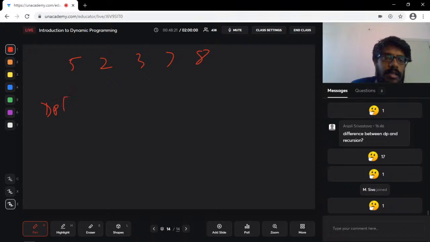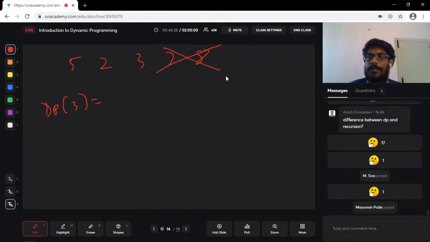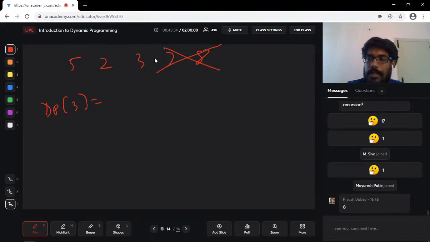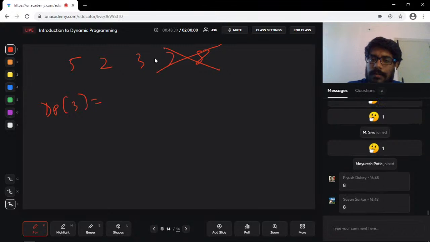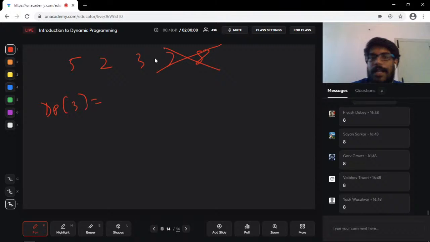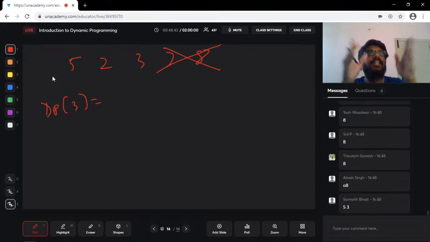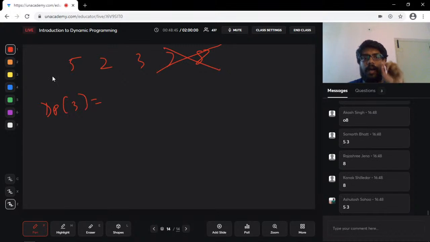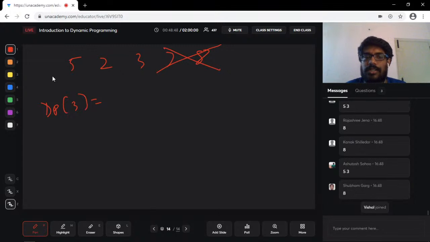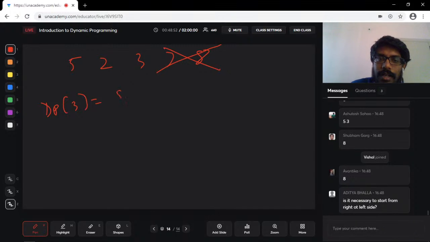DP of 3 is basically saying forget 7 and 8. Just take the first 3 elements. Totally forget 7 and 8. And if the input was just 5, 2, and 3, what is the answer? And that is what I'm going to store in DP of 3. And what is the answer? It's 8, right? Because if my array is just 5, 2, 3, 5 plus 3 is a valid subset, and it's obvious that this is the maximum. I can't get anything larger than this. So DP of 3 is going to be 8.